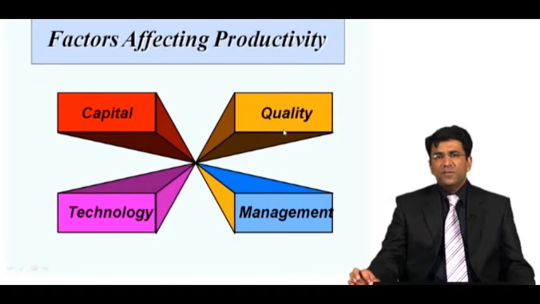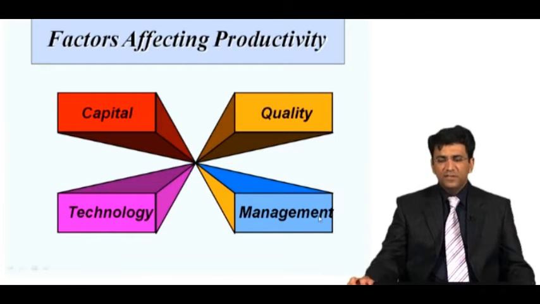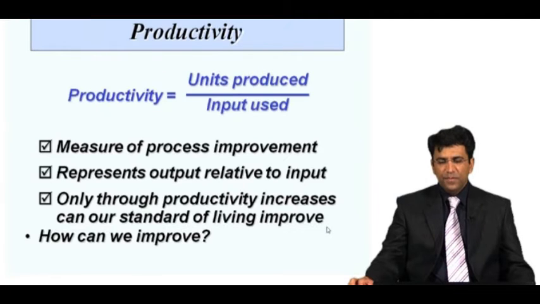So whenever an organization is interested in increasing productivity in the organizational setting, he or she should give due importance to all of these factors. Students, as we discussed, productivity is actually the ratio of outputs to inputs. So by using this formula, we can easily measure process performance or process improvement, and again productivity represents output related to the particular input.